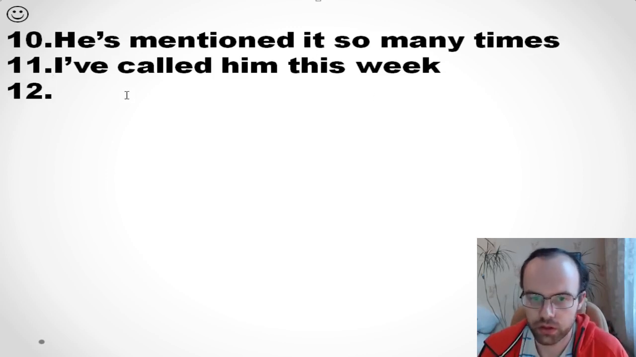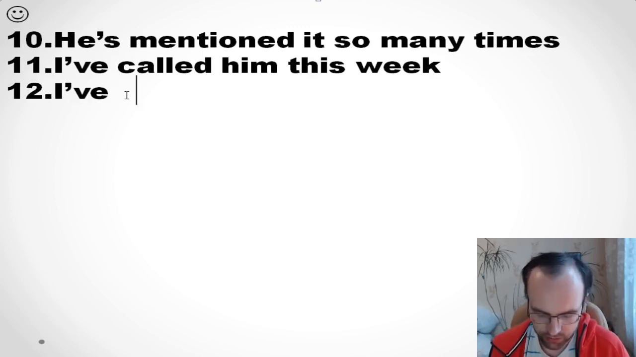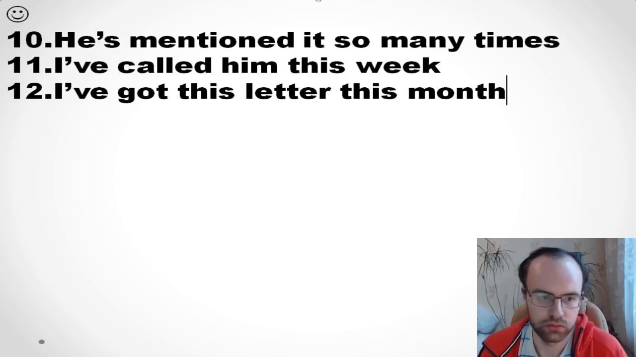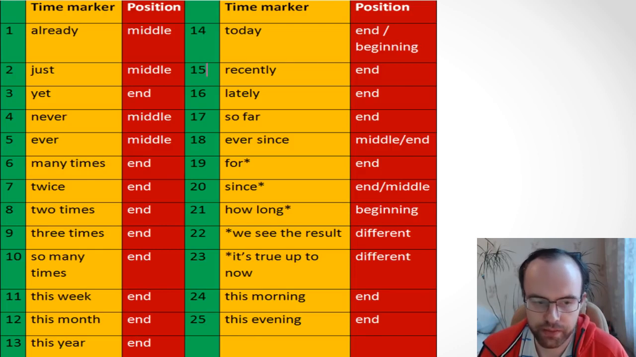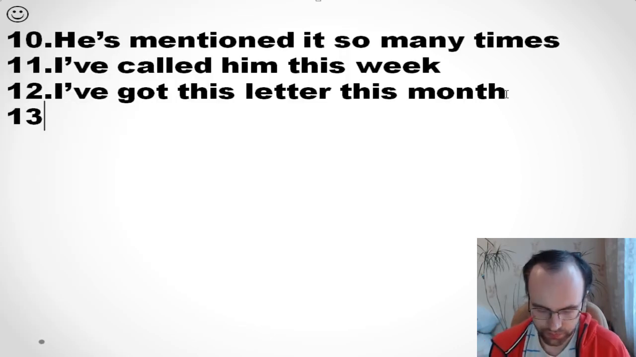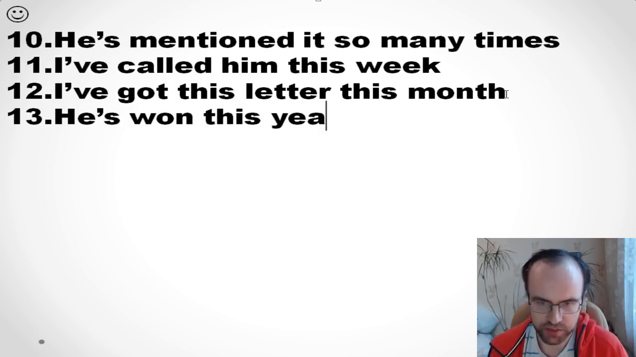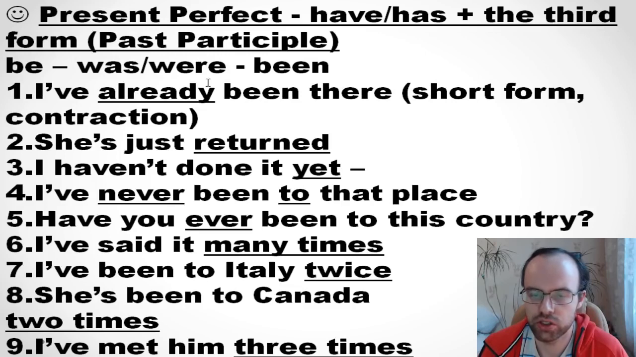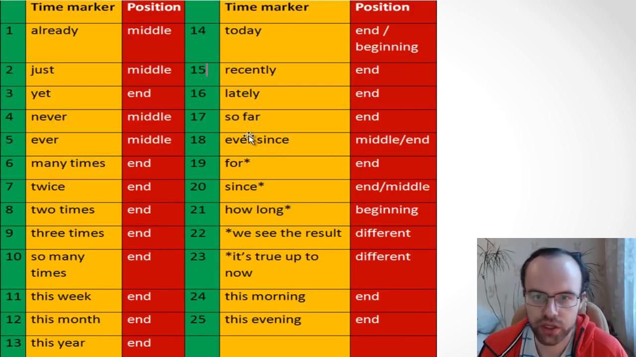For example, I can say that I've got, or I've received, this letter this month. Next, this year. He's won this year. It means he has won this year. So you know that we use he, she, it with has, and I, we, you, they with have. Or they are short forms. He's won this year. Good.